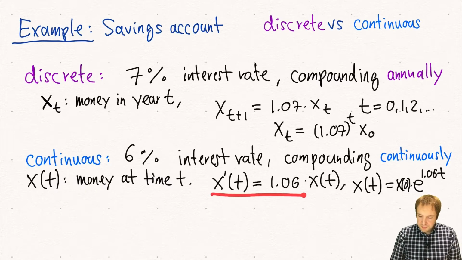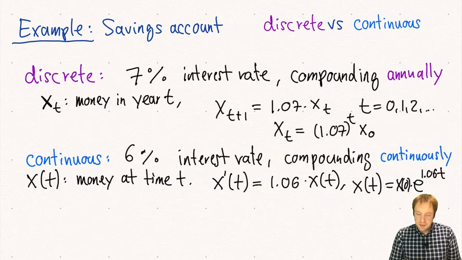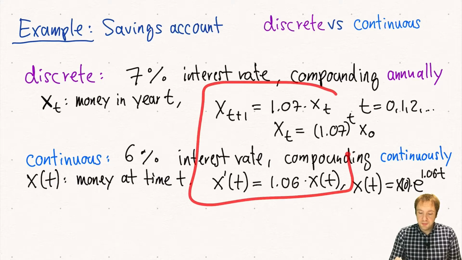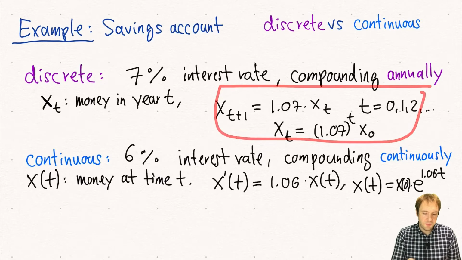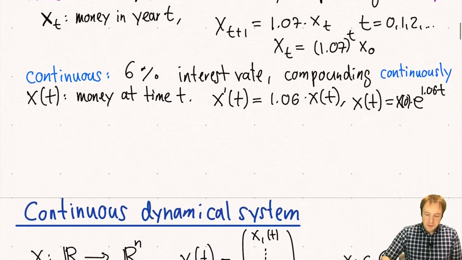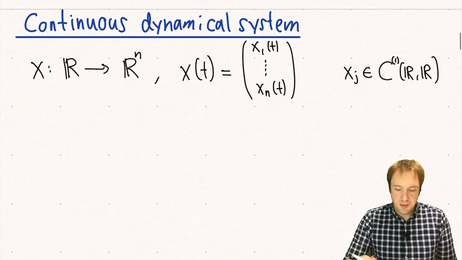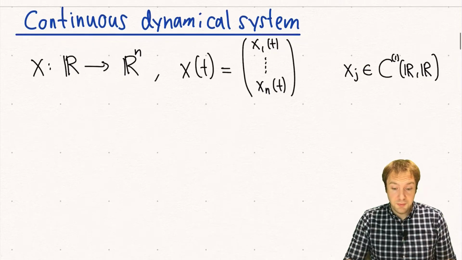Okay, and this is now an example of a continuous dynamical system, and in both of these cases it is a one-dimensional example. So this is a one-dimensional example of a discrete dynamical system. So in general, what do we mean then by a continuous dynamical system?